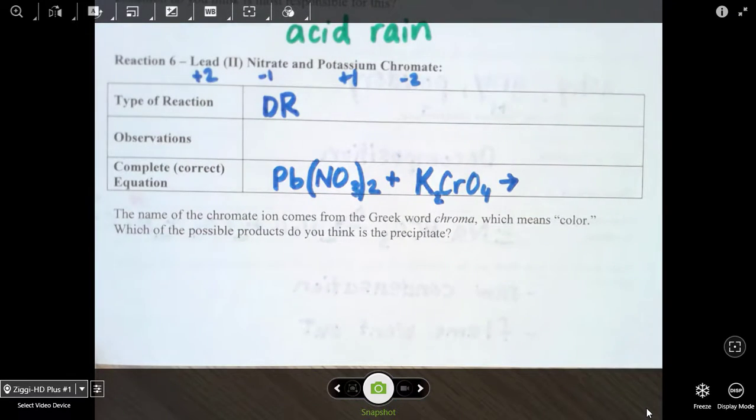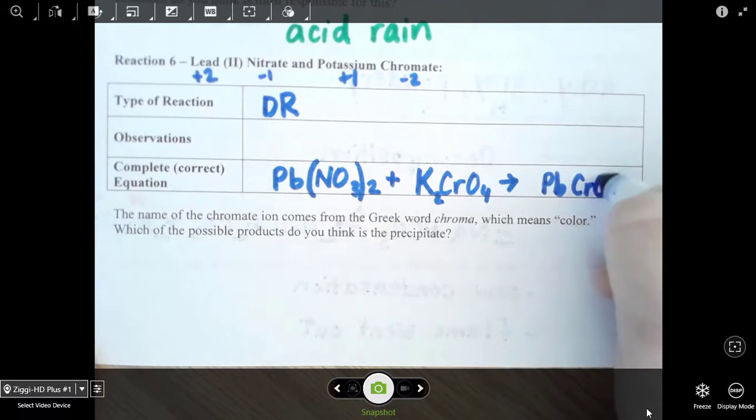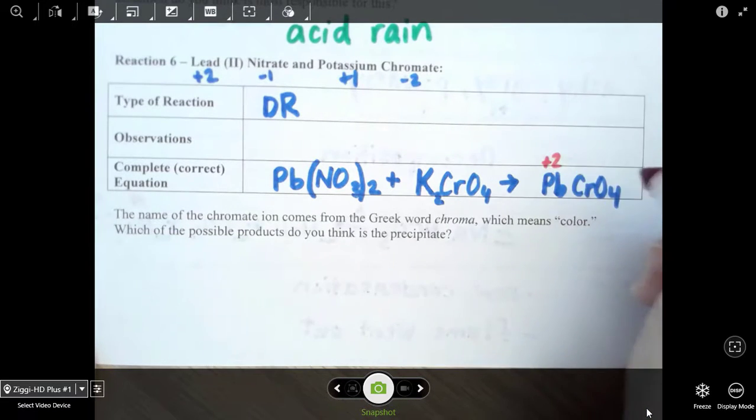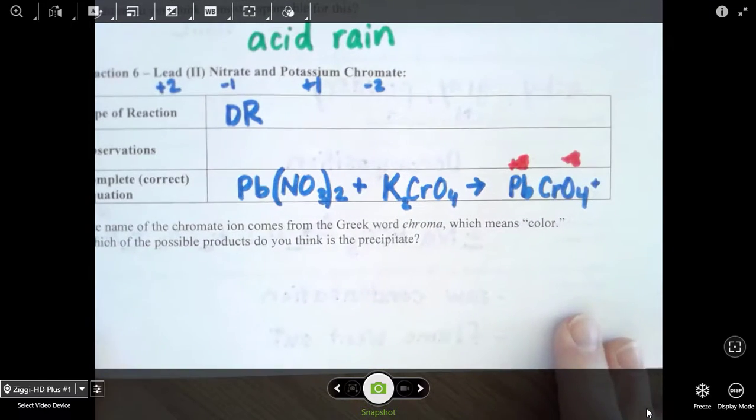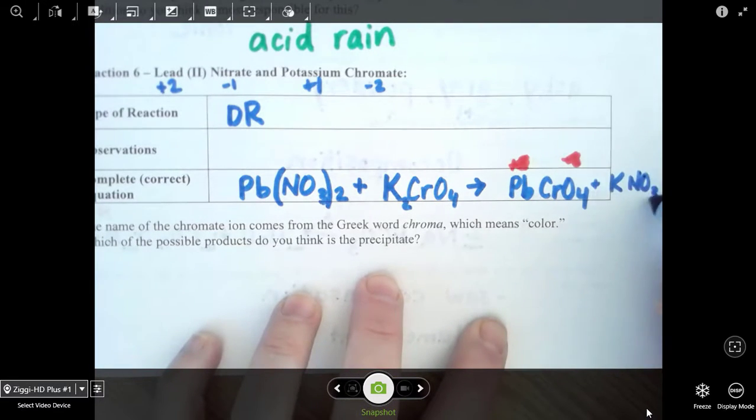That means that the first things have to switch. So the lead is now with the chromate. What was lead's charge before? +2. What is chromate's charge? -2. Those are good. Scratch them out. And the last thing we have, potassium goes with the nitrate. Potassium's charge is +1. Nitrate is -1. Those balance. Scratch them out. Now we got to balance the equation.